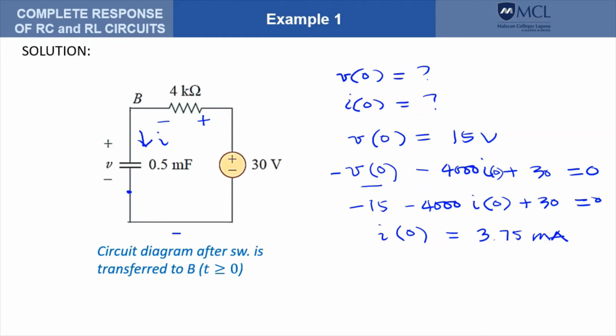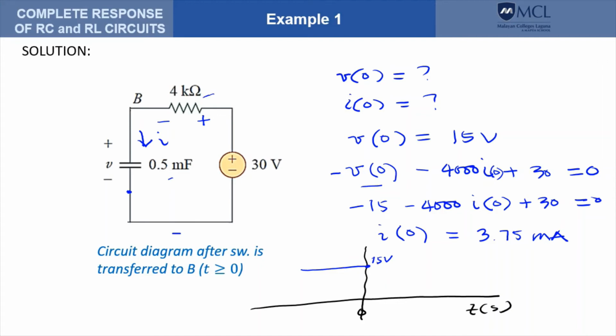If we are to plot the voltage and current of the capacitor, that would give us something like this. Let's say this is our axis and this is time here. For the voltage at steady state, it is 15 volts. So this is 15. And then at t equals 0, it is still 15. After that, it could either go up or go down, depending on the capacitance of the capacitor and the resistance here.